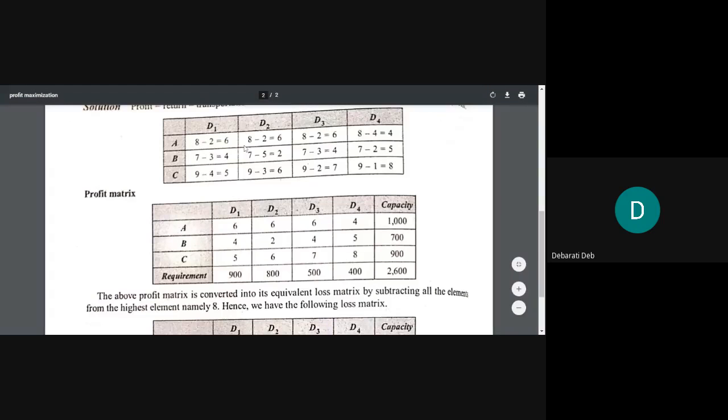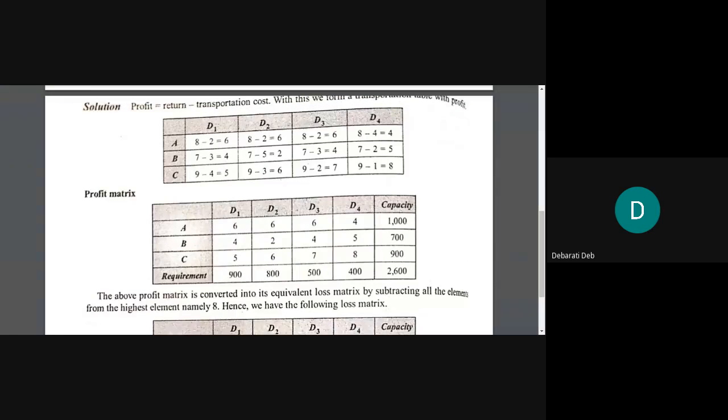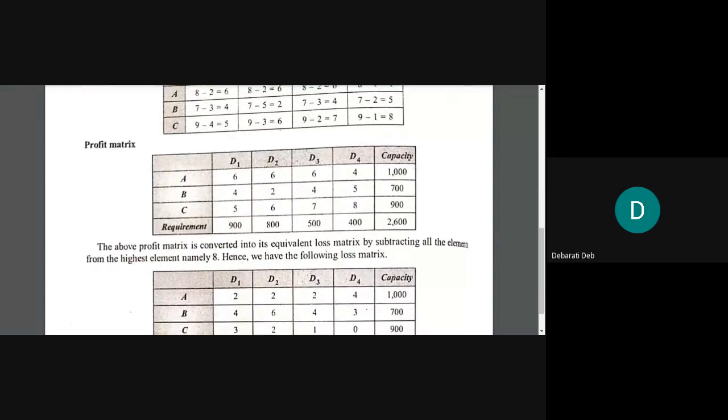Okay, so what you're supposed to do: the overall return for each of the sources will be given in the question, and then you just have to deduct the individual costs for traveling from that source to the individual destinations. Those will be given in the question. Thus you will get the profit matrix. So what we are doing is just transforming the cost matrix into a profit matrix. And then the capacities and requirements were also given in the question.